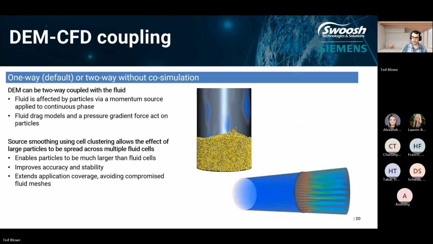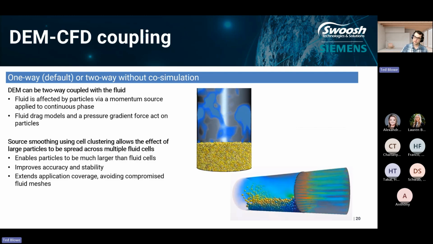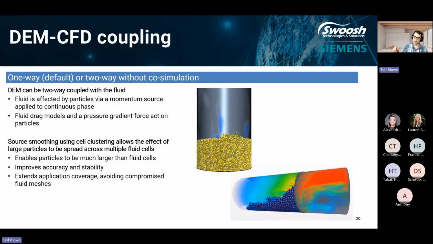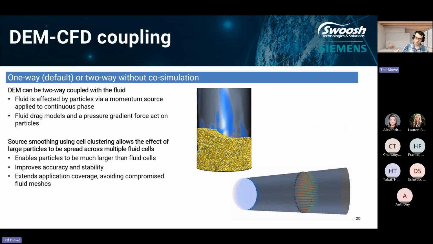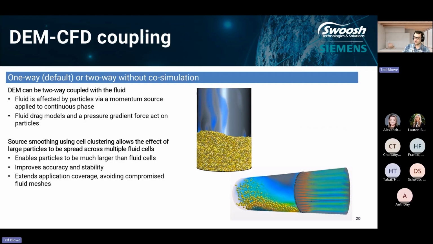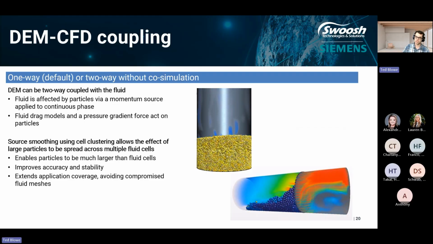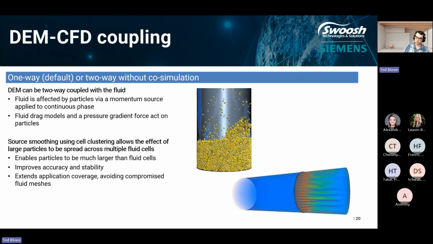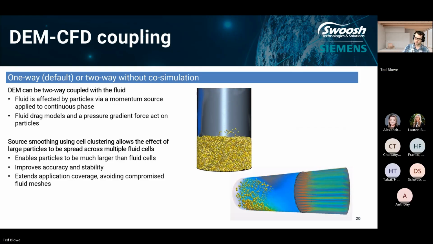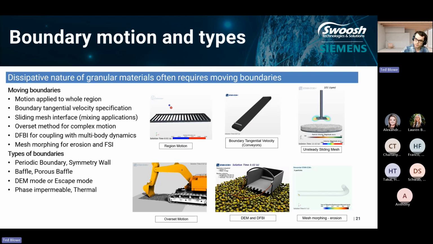On the CFD side, the continuous phase, particle effects are considered in the phase as a source term. And this becomes critical at higher solid loadings. Then for two-way coupling, it's not just fluid driving the particles, but also the particles reshaping the flow field through drag and local pressure gradients. Okay, and we're going to examine this in our demonstration problem.